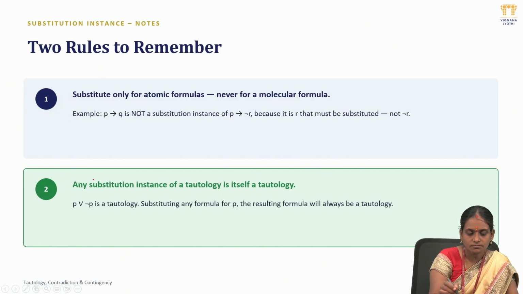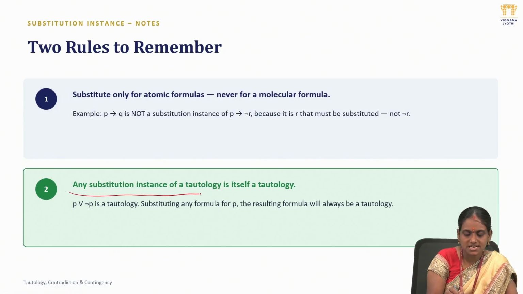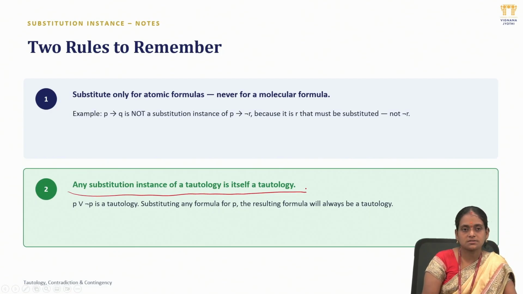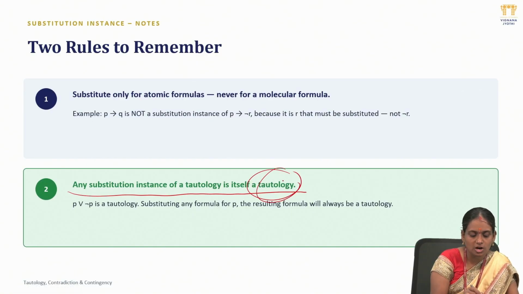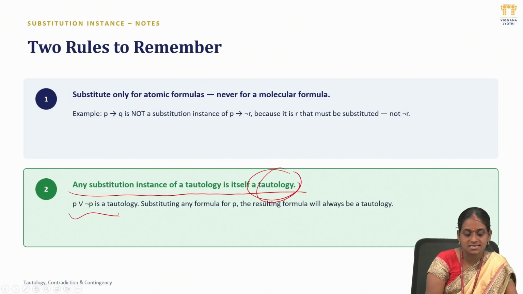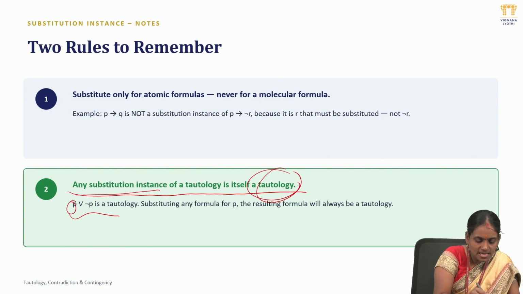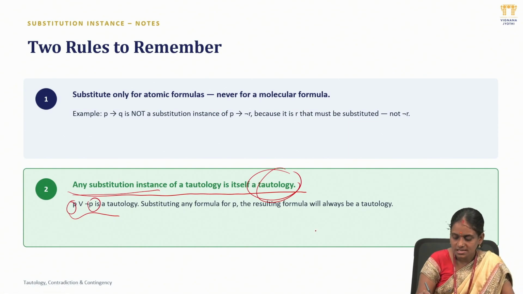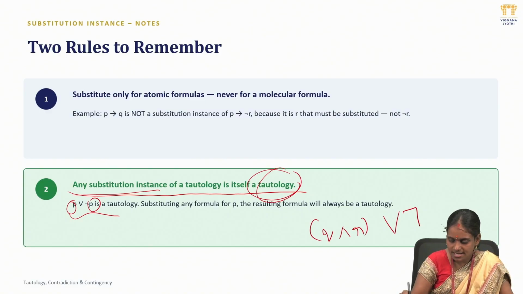And you have to remember that any substitution instance of a tautology is a tautology. Just remember this rule or formula regarding substitution instance. Because what do you mean by tautology? P or negation P is a tautology. Any substitution instance, suppose in the place of P, if I write Q and R, or negation Q and R, this you can see here. This is in the form of P or negation P.